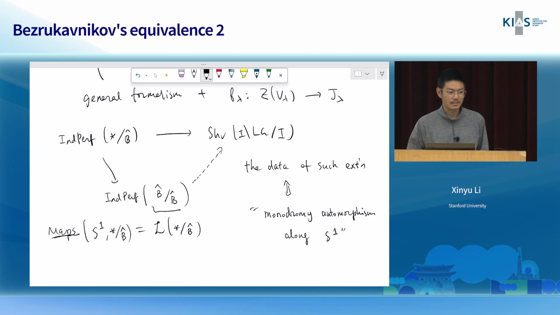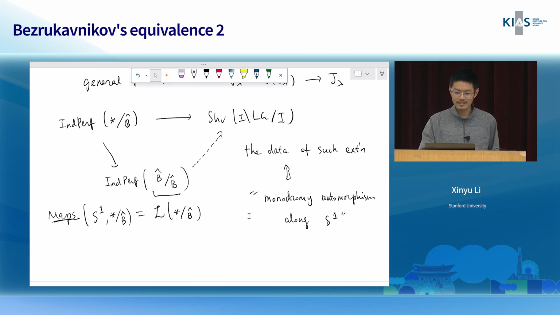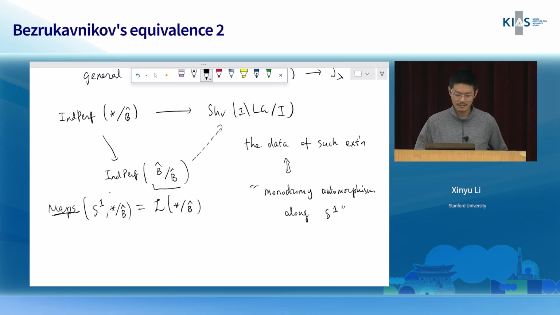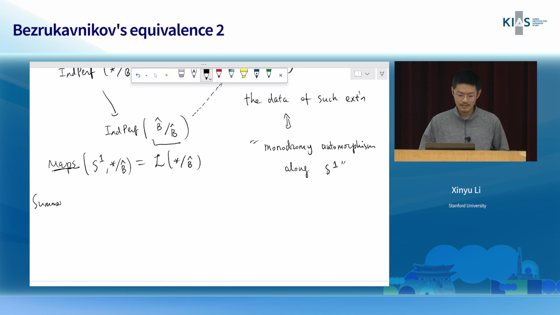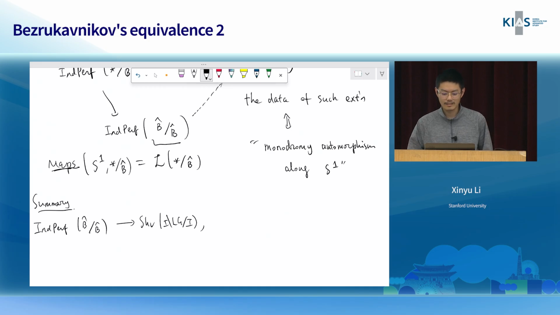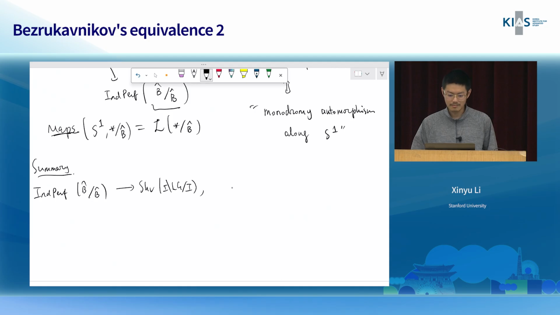But we do have such data, because recall that our construction of the central sheaf used nearby cycles, and nearby cycles come with a natural monodromy automorphism. So this finishes our construction of a functor. Okay, so, summary: I can construct a functor from B mod B to the affine Hecke category. And there's a similar construction in the monodromic situation.